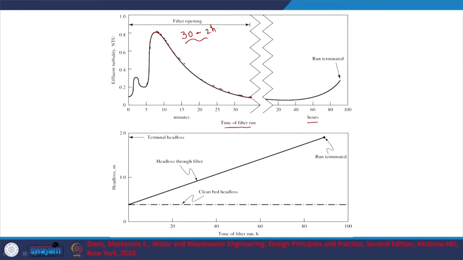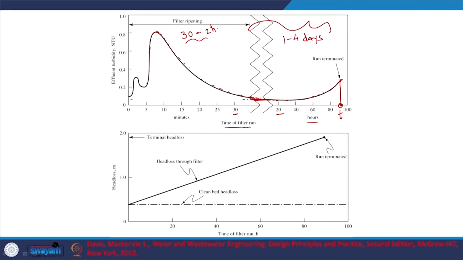After these 2 hours, this means a break in time, obviously this is minutes and this is hours. So here you see that the efficiency is pretty good. The effluent turbidity is relatively low, right? So what happens after a certain time though? Now your effluent turbidity starts increasing and then you are going to stop it, right? The time for this particular aspect can be noted. In general, this period between ripening and run termination can be between 1 to 4 days.